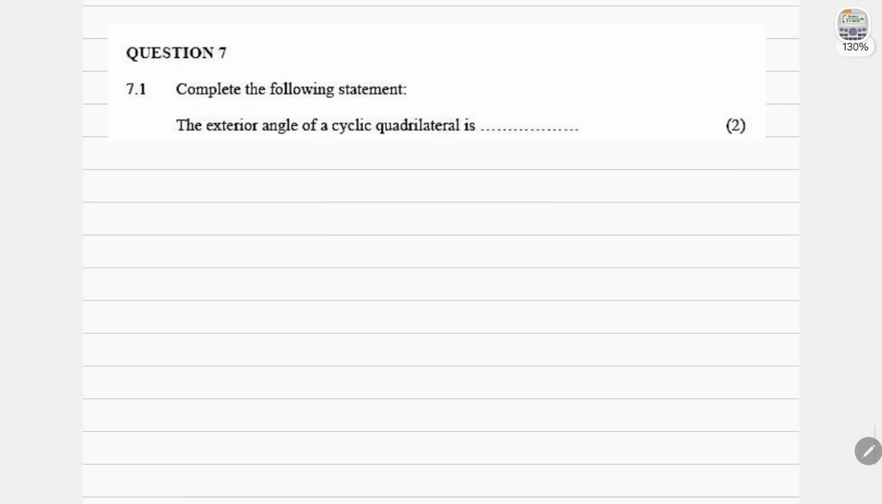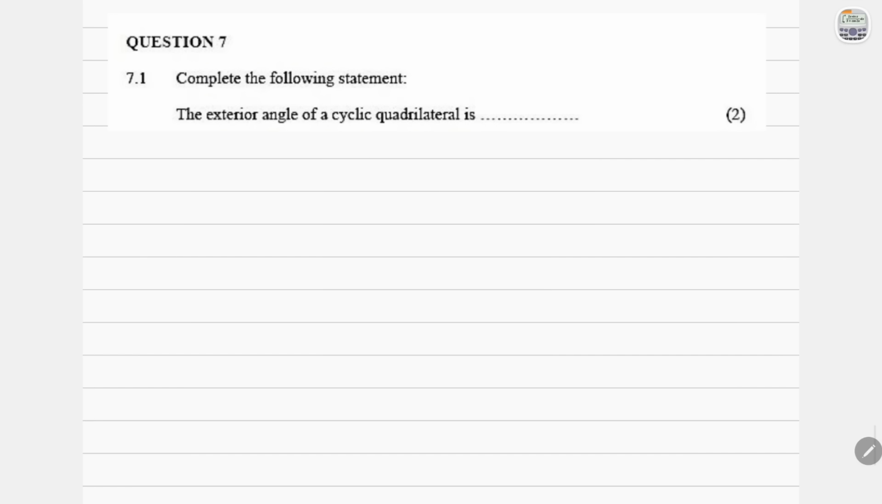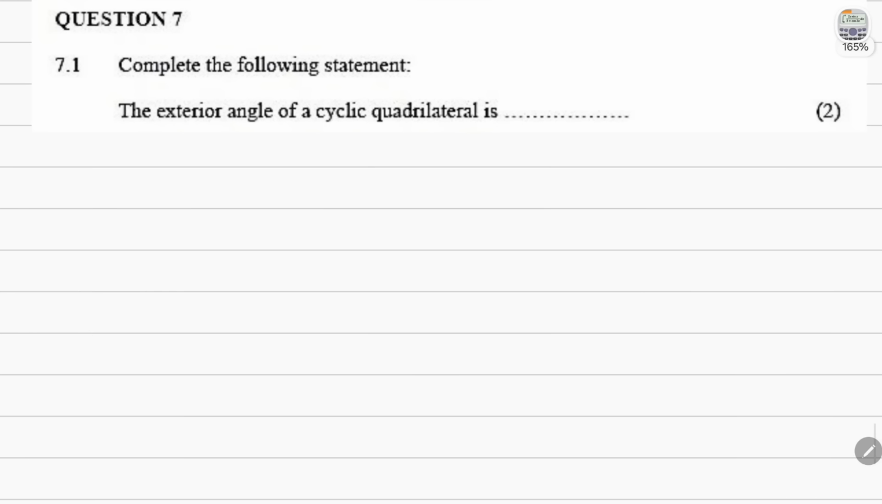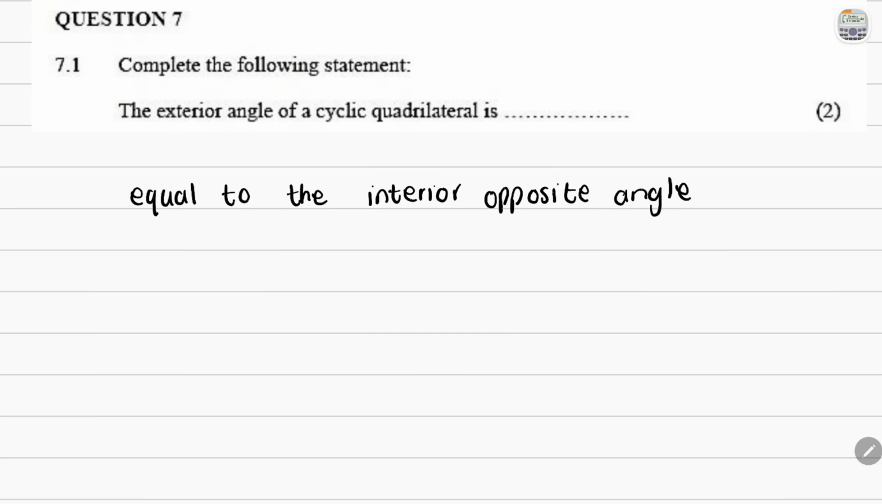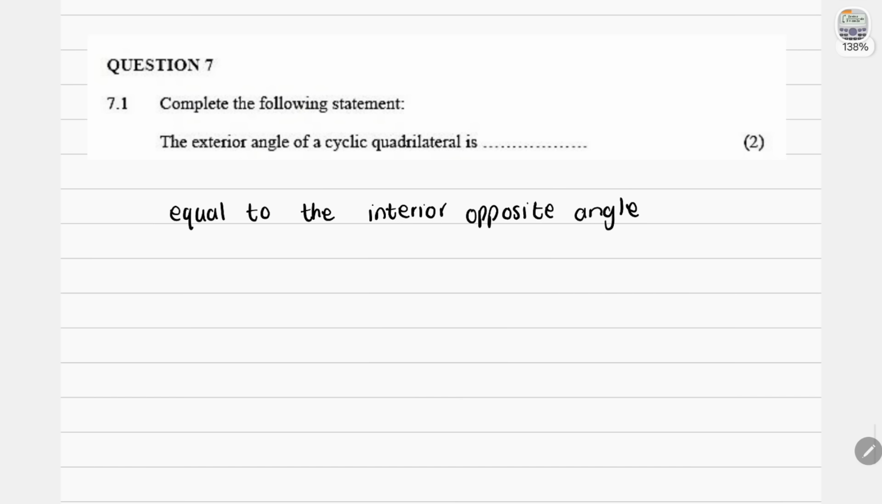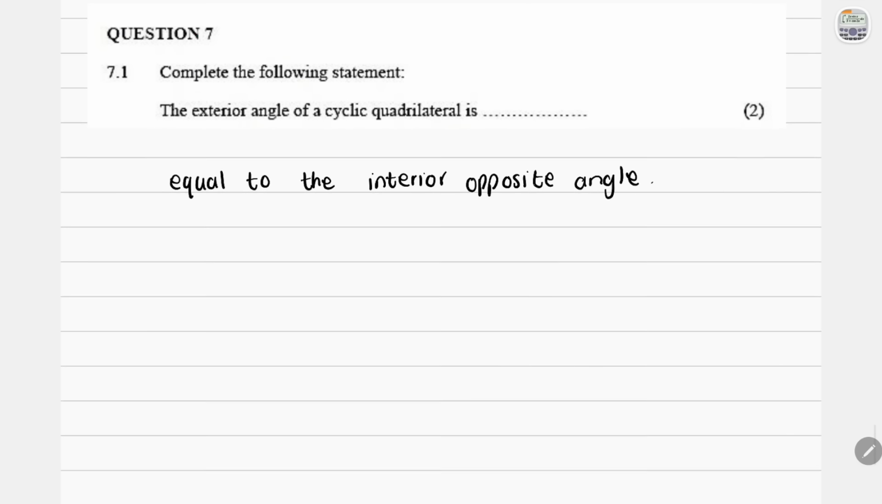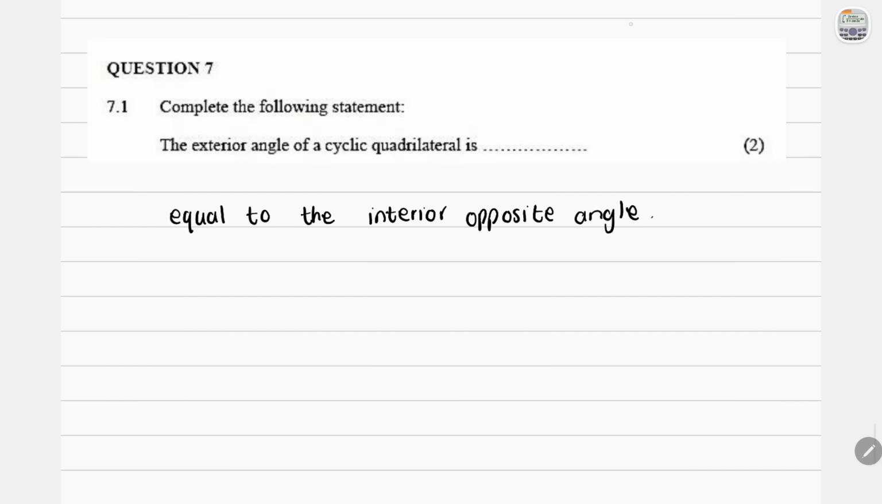Question 7.1 says, complete the following statement. The exterior angle of a cyclic quadrilateral. Okay, if we have a cyclic quad, the exterior angle of a cyclic quad is equal to the opposite interior angle. So we'll say equal to the opposite interior angle, or equal to the interior opposite angle. And that is our answer. Moving on to the next question.